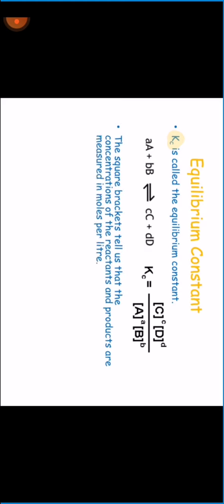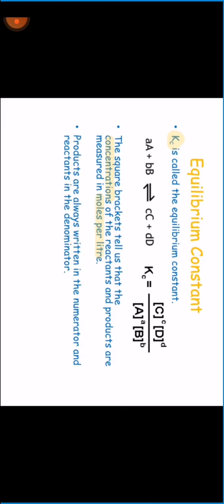So here's a sample equilibrium reaction. As you can see here, we've got our reactants and our products, but beside it I have the Kc formula, the equilibrium constant formula that we will be using. First of all, the square brackets tell us that the concentration of the reactants and the products is measured in moles per litre.